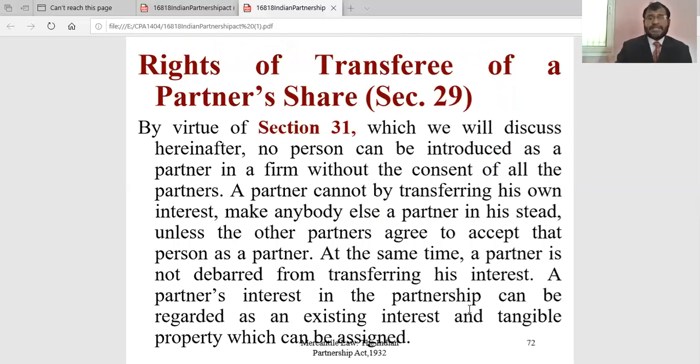Next slide. By virtue of Section 31 of the Indian Partnership Act 1932, which we will discuss now, no person can be introduced as a partner in the firm without the consent of the other partners. A partner cannot, by transferring his own interest, make anybody else a partner in his place, unless other partners agree to accept that person as a partner. At the same time, a partner is not debarred from transferring his interest. A partner's interest in the partnership can be regarded as an existing interest and tangible property which can be assigned.